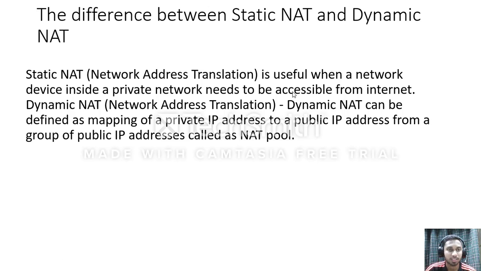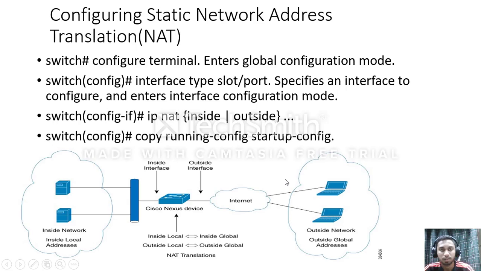Dynamic network address translation can be defined as the mapping of a private IP address to a public IP address from a group of public IP addresses called the network address translation pool.